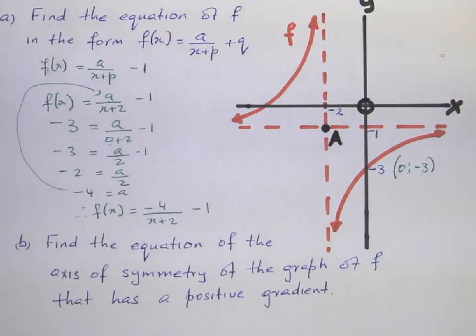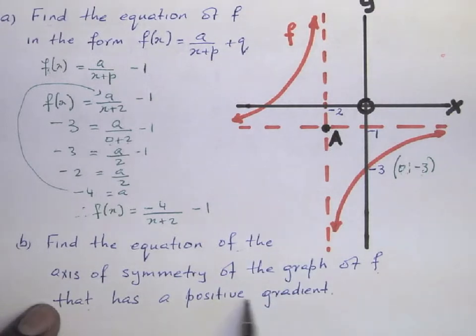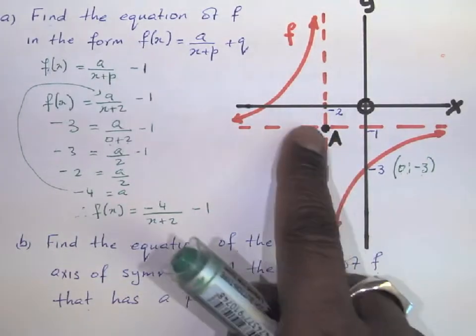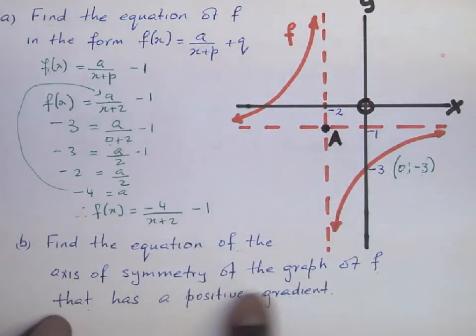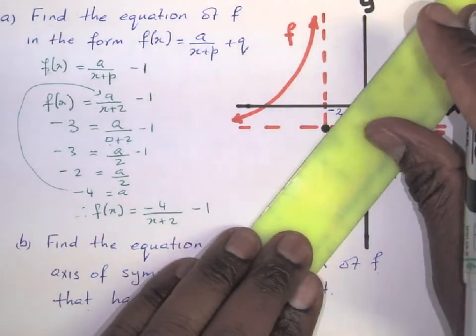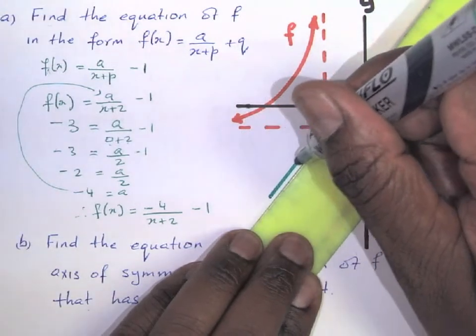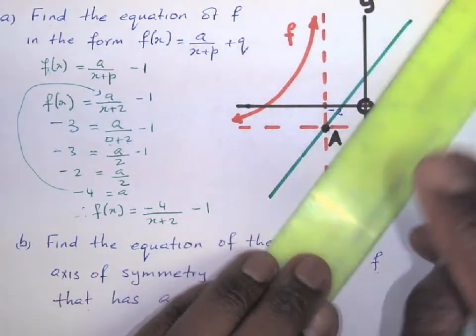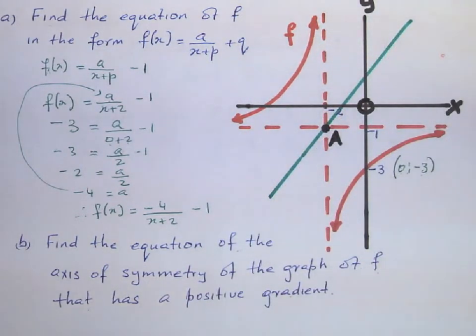Here's another one. Now they say, find the equation of the axis of symmetry of the graph that has a positive gradient. Remember that we said the axis of symmetry is a line that we can draw cutting through that line there. But they said it must have a positive gradient, meaning that line must go through like that. Let me just draw it, to make things easier.